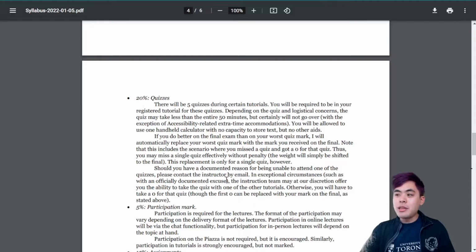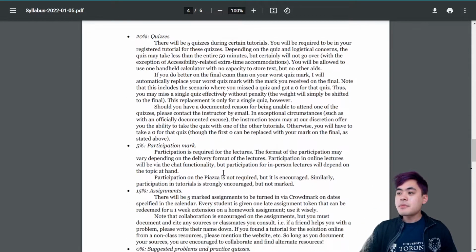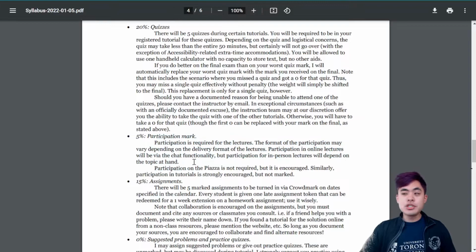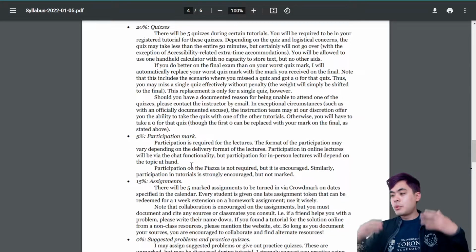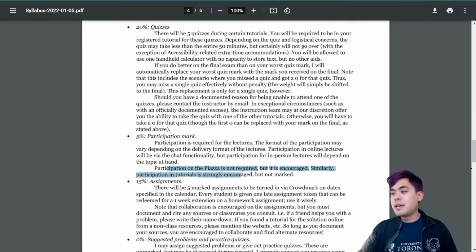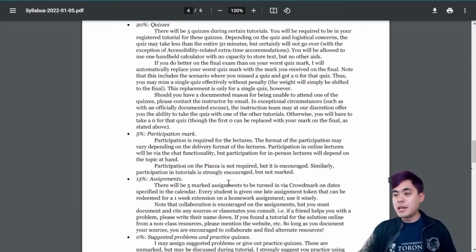If you have a documented reason for being unable to attend a quiz, please email me, and in exceptional circumstances, we'll try to arrange things so that you might be able to take the quiz with one of the other tutorials. There's a 5% participation mark, so basically just for replying in chat, or when we go to in-person teaching, there will be other ways of doing participation. Piazza is not required, but it is encouraged. Similarly, tutorials are encouraged, but not marked.